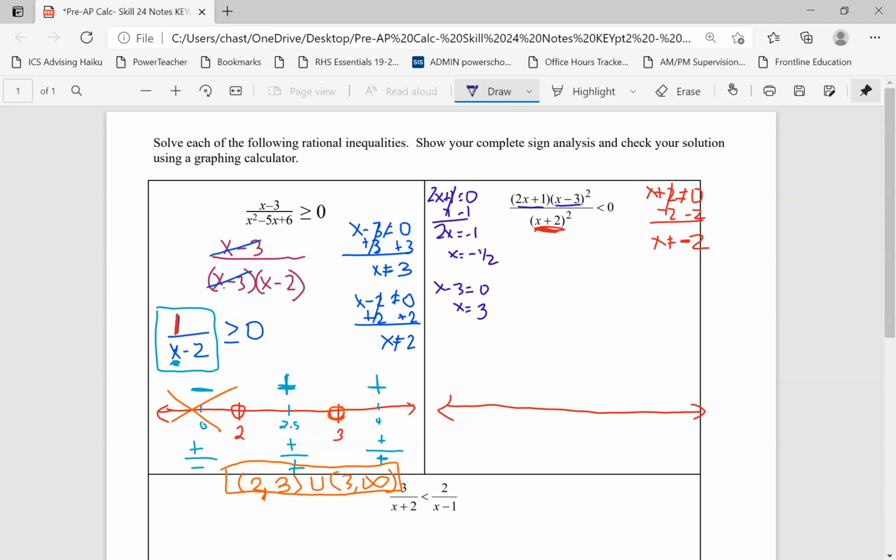So what I'm going to do is take those critical values. -2 is the furthest to the left. I'm going to put an open circle on it. For my -1/2 and my 3, to figure out whether those are open or closed, I'm going to go to my inequality symbol, and my inequality symbol says just less than. So we don't want them to equal 0. Well, at -1/2 and at 3, they equal 0, so we're going to put open circles on those as well. Okay?